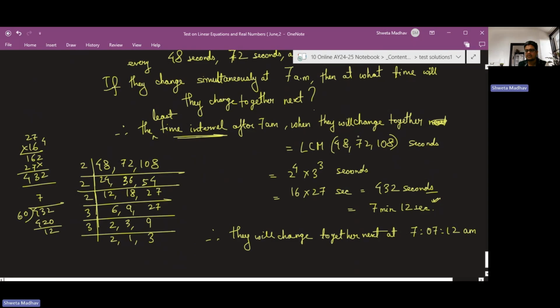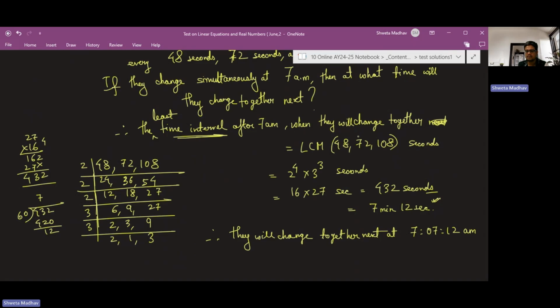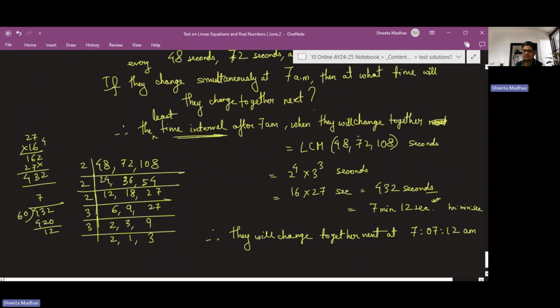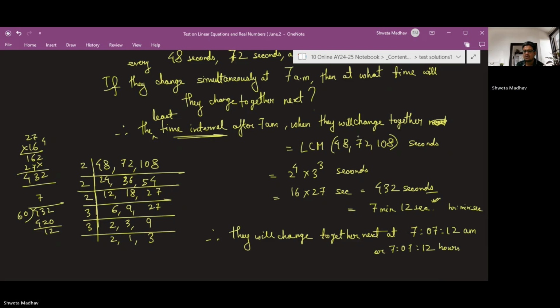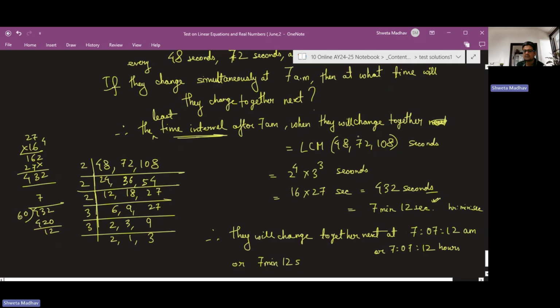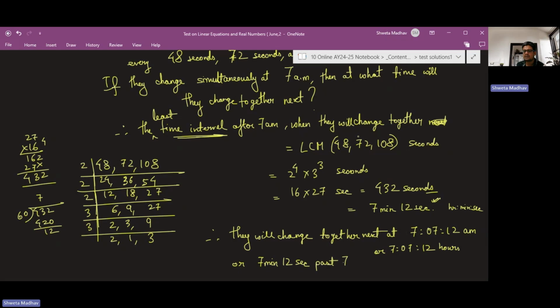Since the first will represent hours, the second will represent minutes, and the third will represent seconds. So in hour, minute, and second form, that is 7 hours 7 minutes 12 seconds a.m. Or we can also say they will change at 7 minutes 12 seconds past 7 a.m. That also we can say. So this is the answer.